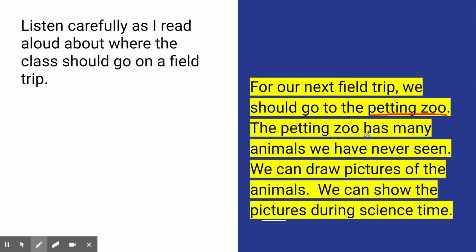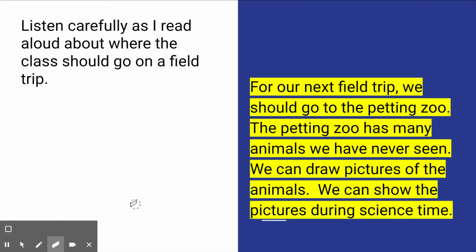The author says the petting zoo has many animals that we have never seen. That's one reason. The author also says we can draw pictures of the animals. So since we've never seen those animals, we can draw pictures. And the last reason is we can show the pictures during science time. So in red, we have what the author wanted us to know, the important idea. They wanted to go to the petting zoo. And in blue, we underline why.